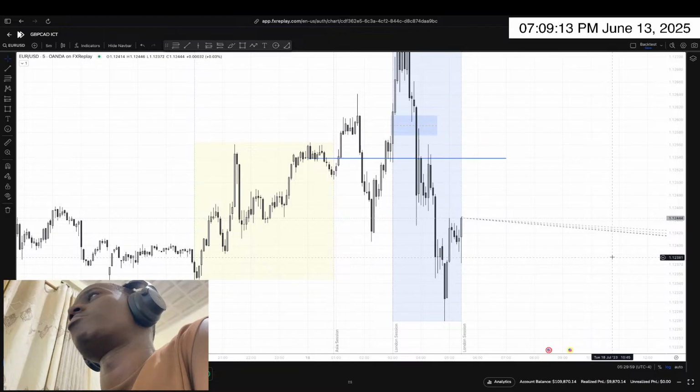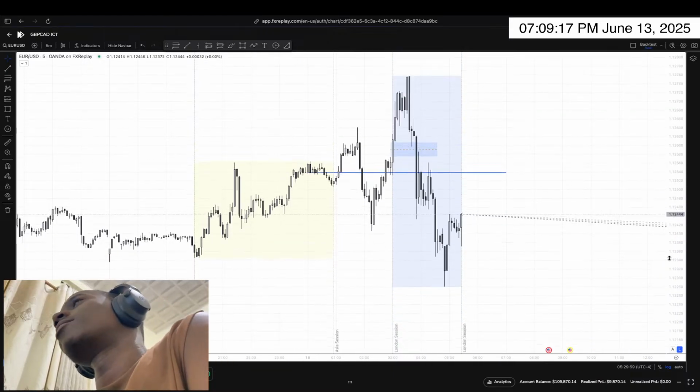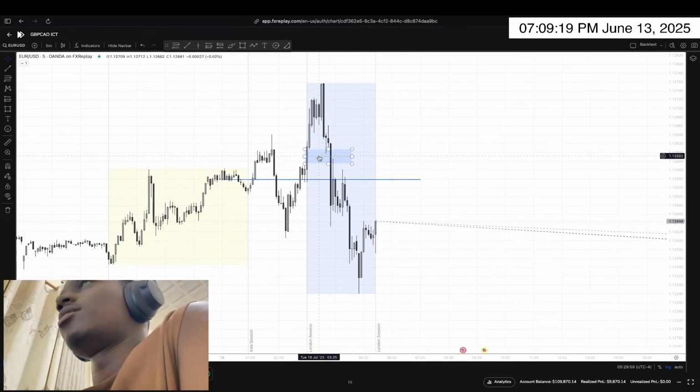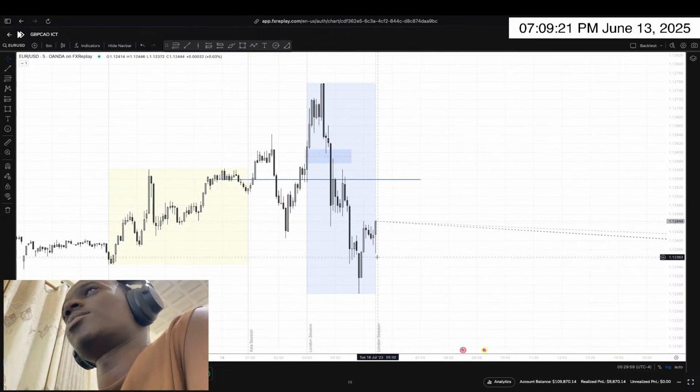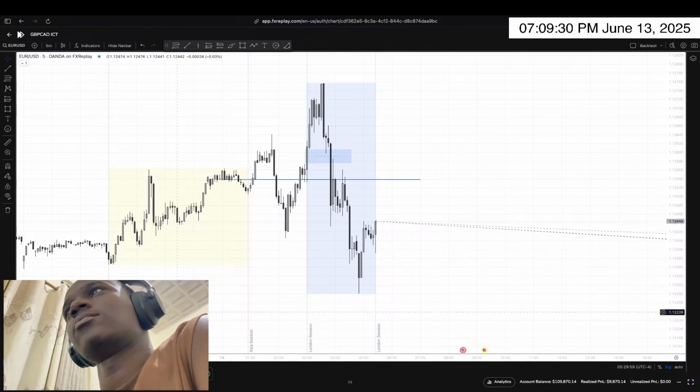Okay, so London is behaving really crazy. Took out the highs, took out the lows, which means that it did a really crazy manipulation to the upside and created a low right here. So if you are to drop, it will be decided by New York session.